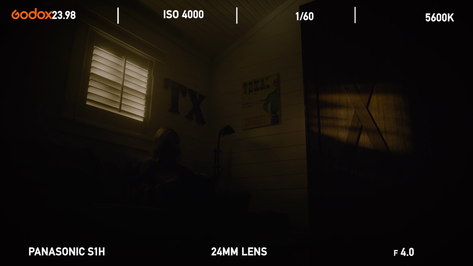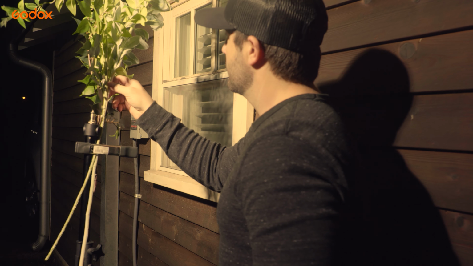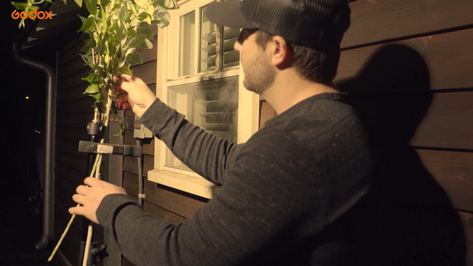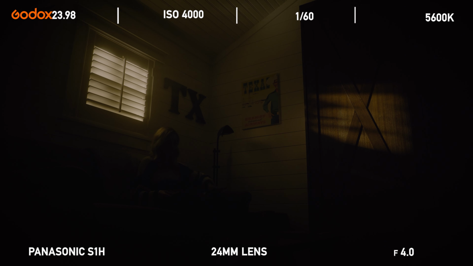The VL300 is extremely bright and does a great job of mimicking the sun. I set this light to 70% power. To help with realism, I clamped a few artificial tree leaves to a light stand to help create some additional shadows. This helps the artificial sunlight look a little more natural as it spills inside the window.